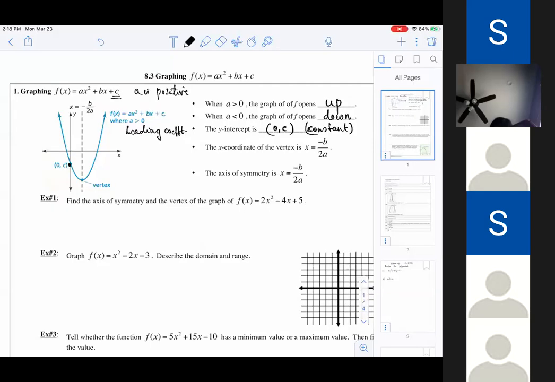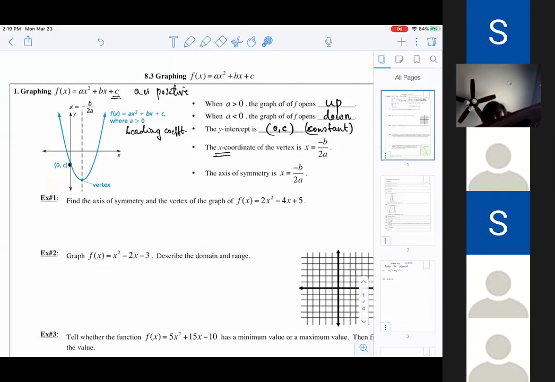Okay. If the function is in the standard form, like ax squared plus bx plus c, then the x coordinate of the vertex is negative b divided by 2a. That is the formula you need to memorize to find the x coordinate of the vertex. The axis of symmetry is also the same: x is equal to negative b over 2a.